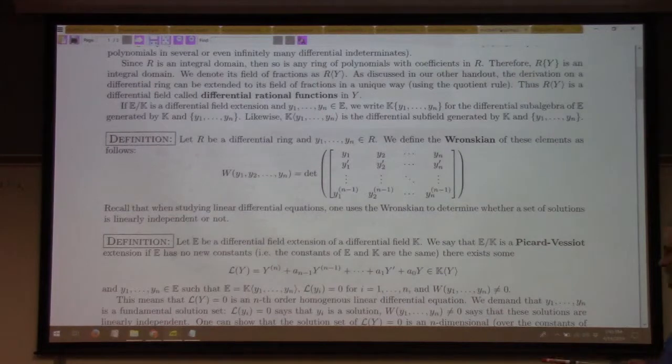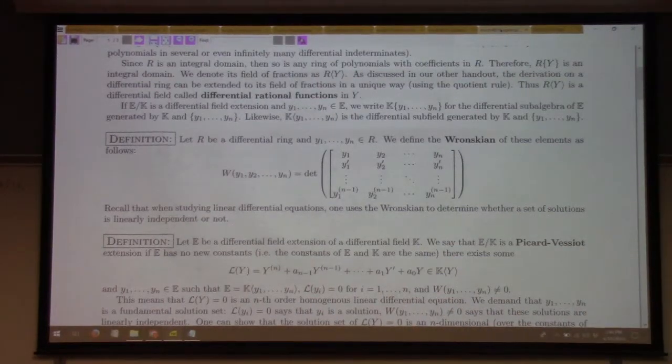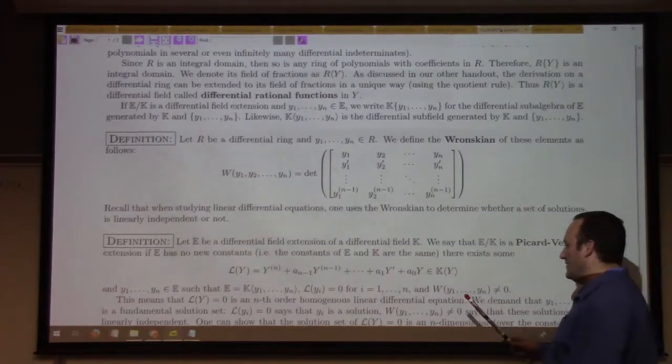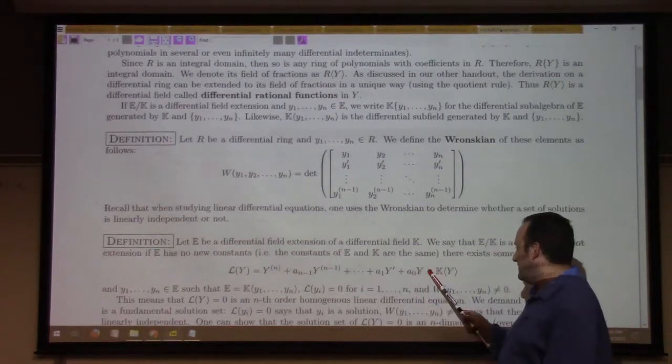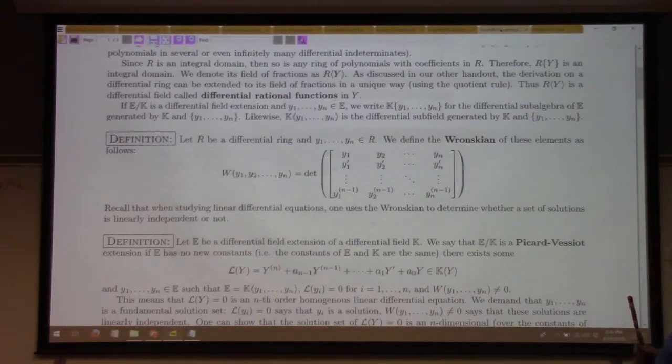So what this means is that L of y equals 0 is an nth order homogeneous linear differential equation. We demand that y1 through yn is a fundamental solution set. If when you plug it into this pattern it gives you 0, and the Wronskian is non-zero, that means y1 through yn are solutions to the differential equation L of y equals 0 in the natural interpretation here.